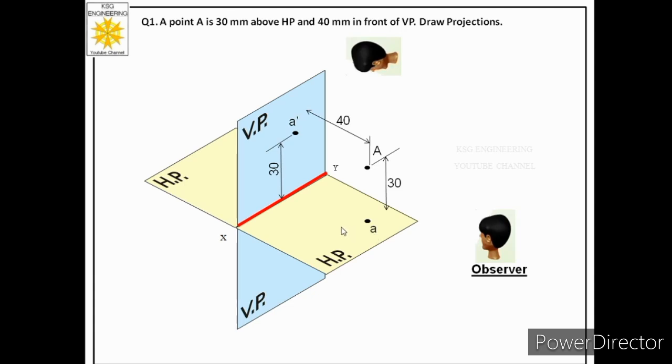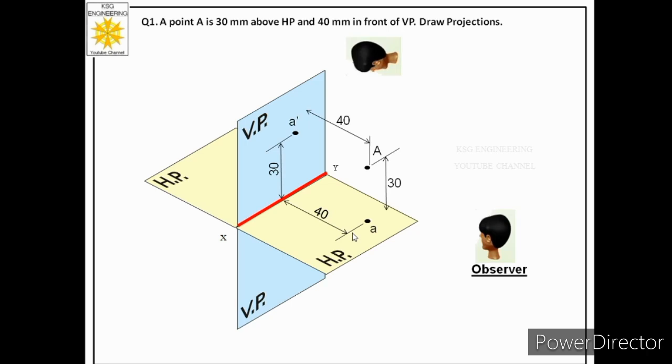Now over here again one important observation we have to make, that when observer looks from top, the distance which was given in the statement from VP for the point is actually visible on HP. See, this distance of the point was given from VP in the statement, but when we draw the top view of this point, then that particular distance will be visible on HP.